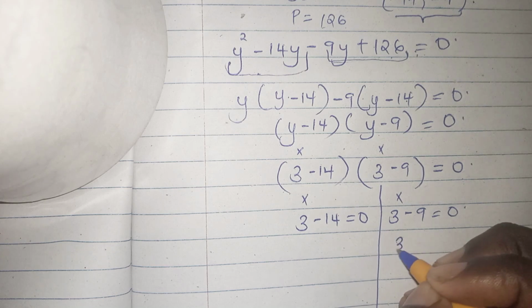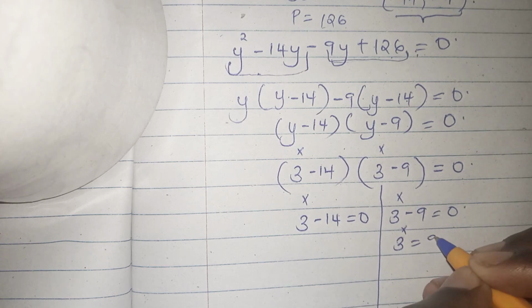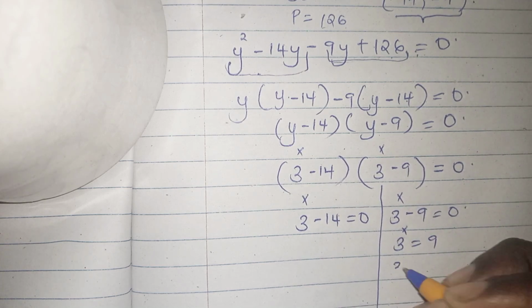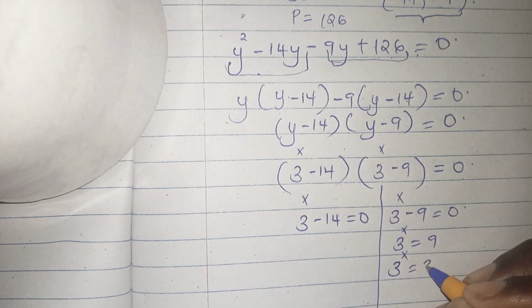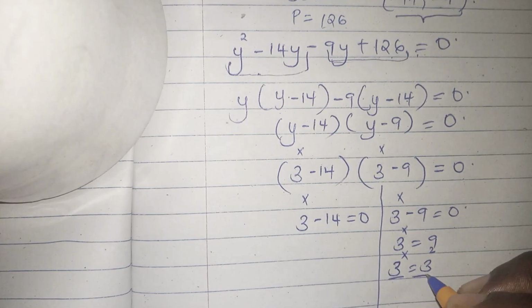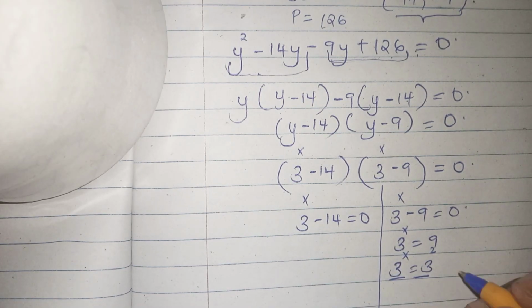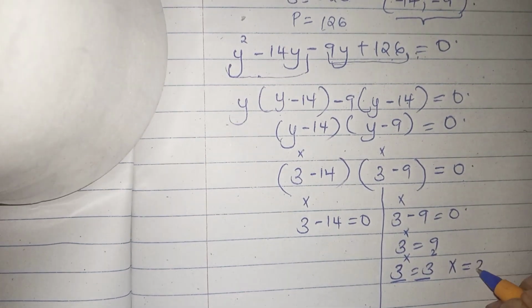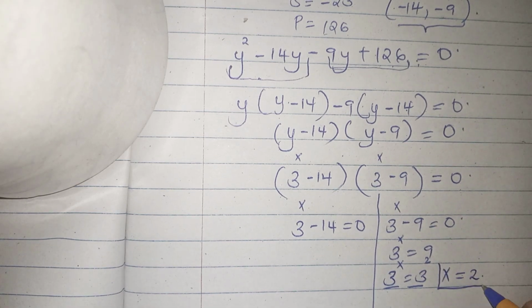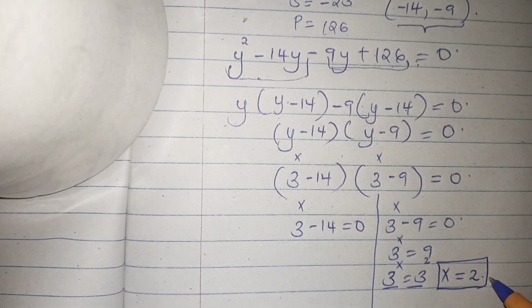This becomes 3 to the power of x is equals to 9. We can make our bases the same, so 3 to the power of x is equals to 3 squared. Our bases are the same, so we equate our exponents. X is equals to 2, and this is our first value of x. X is equals to 2.